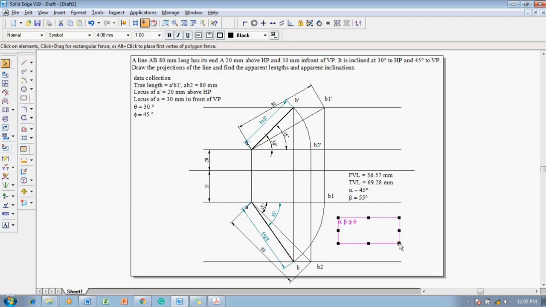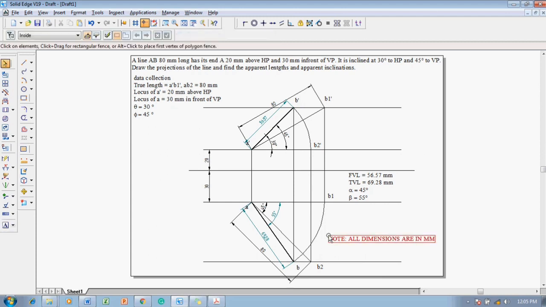And by this, I can say that our projections have been completed in all aspects, but last but not the least, make sure that you write a note. What is the note? All dimensions are in mm. Note: all dimensions are in mm must be written. By this, one can complete the solution of the given problem.